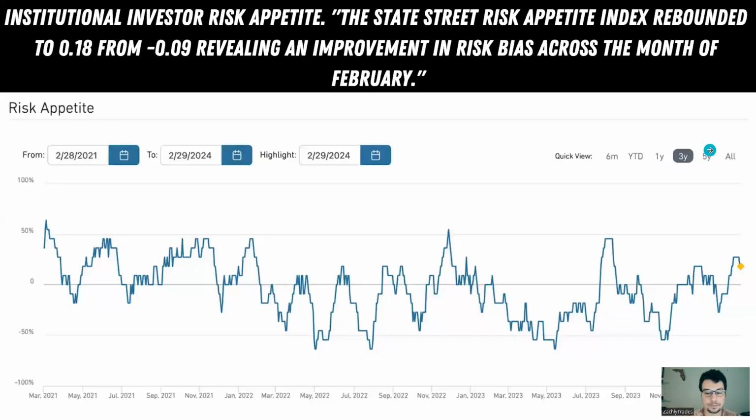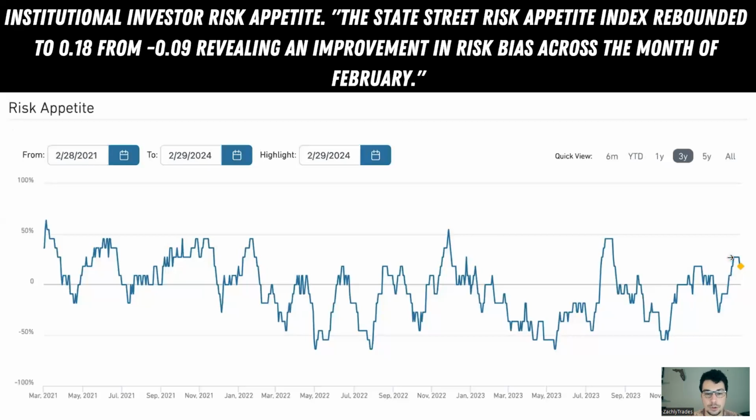Now, over here, we've got institutional investor risk appetite. The State Street Risk Appetite Index rebounded to 0.18 from negative 0.09, revealing an improvement in risk bias across the month of February. And no surprise there that we saw the stock market making new all-time highs in February. You can see that this is actually starting to decline back down a little bit. So things got kind of frothy there and had a nice little uptrend.